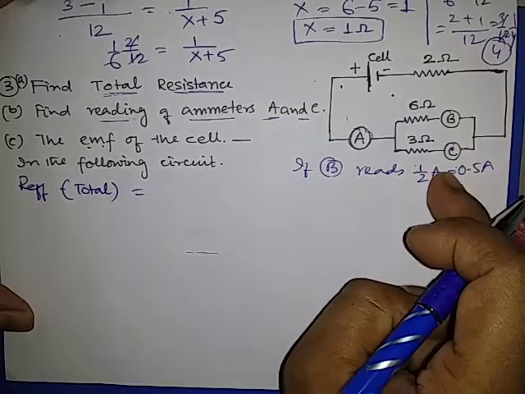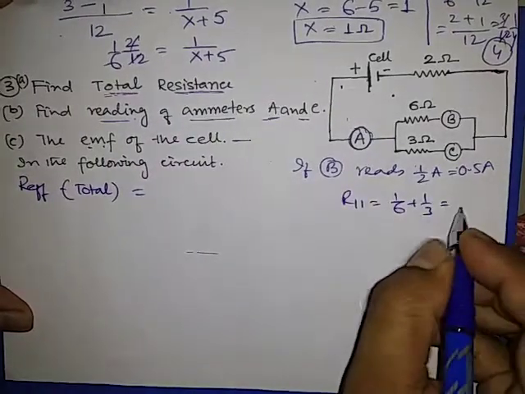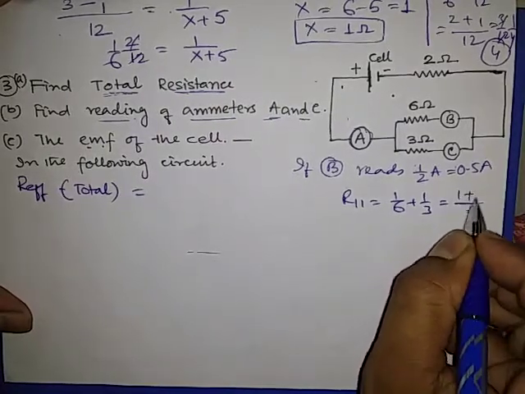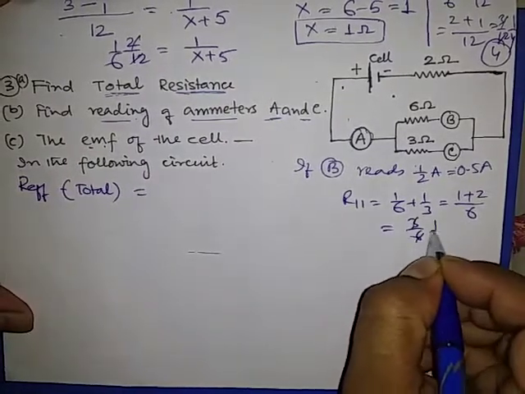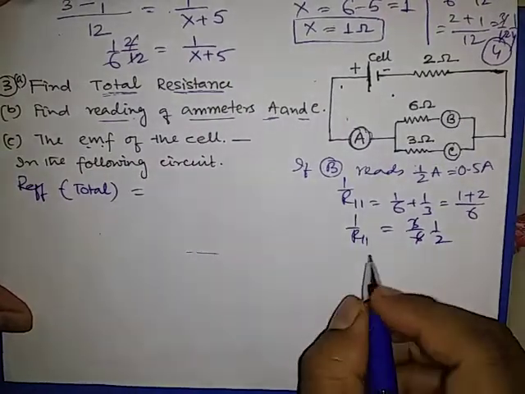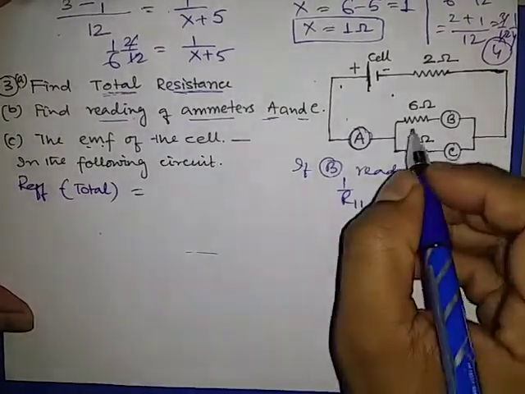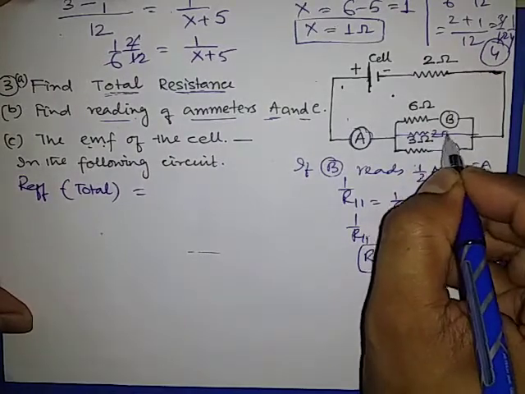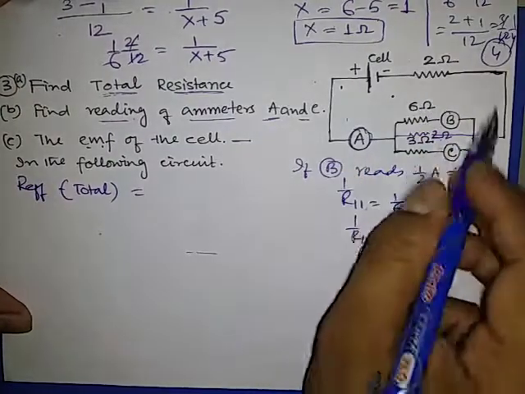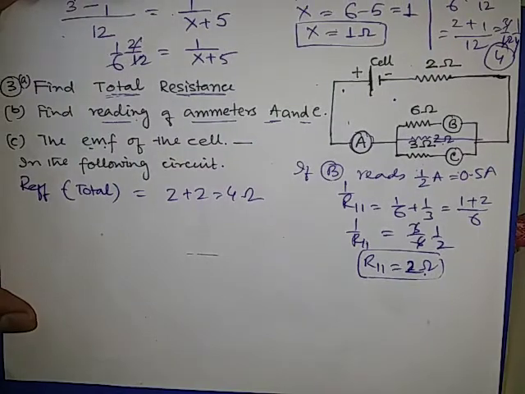Okay, so first R effective means R total. See, 6 and 3 are in parallel, so 1 by R parallel is 1 by 6 plus 1 by 3, which equals half. Don't forget to write 1 by R. So R parallel is 2 ohm, right? Now this 2 ohm is in series with the 2 ohm resistor. So you can write 2 plus 2 equals 4 ohm. So this is the R total, right?